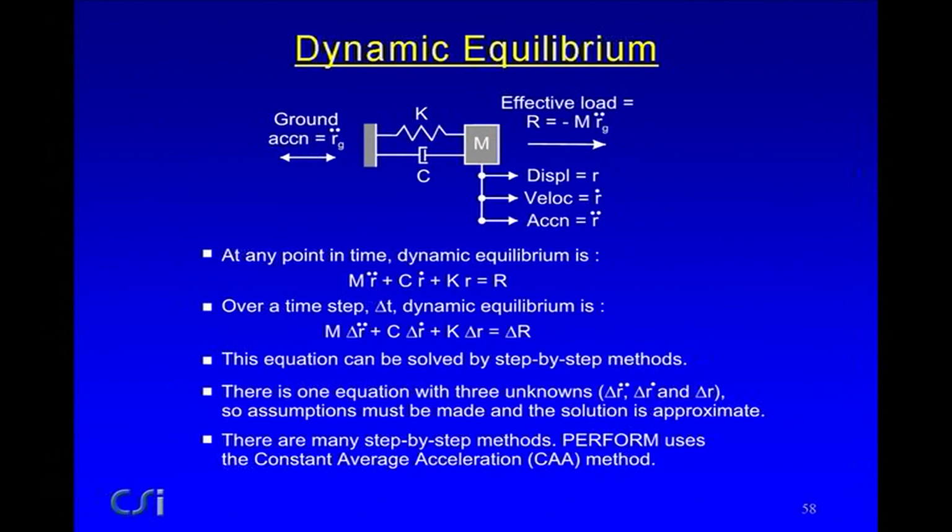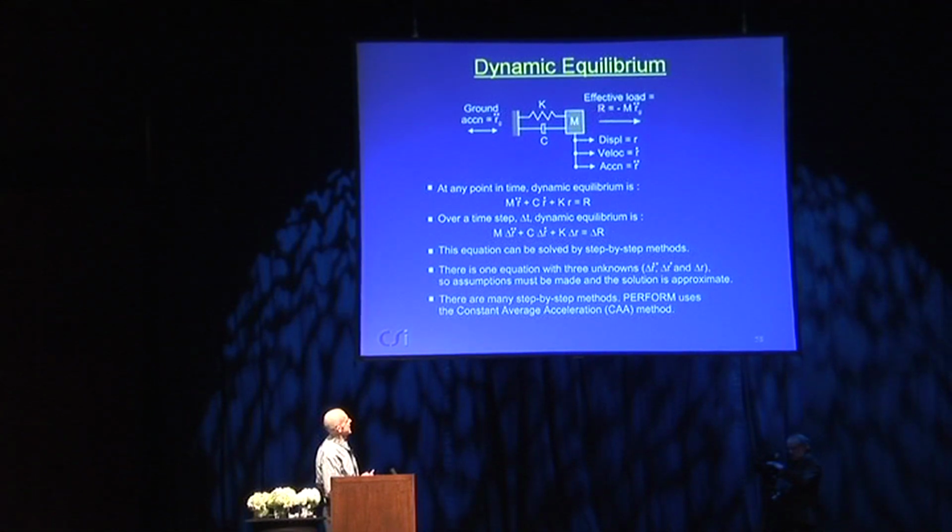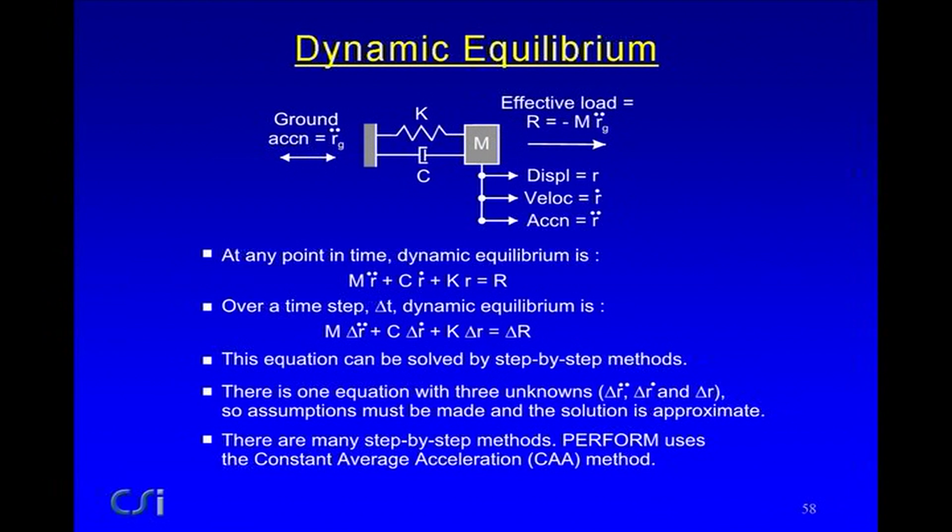If we look at a single degree of freedom system, basically you've got the ground acceleration, which is exciting the structure. This produces an effective load on the structure, which is R, the external load. And we have some displacement, velocity, and acceleration, which are relative to the ground. At any point in time, you have dynamic equilibrium, and over a time step, you have an incremental dynamic equilibrium. And you try to solve this equation, basically, without going into details.